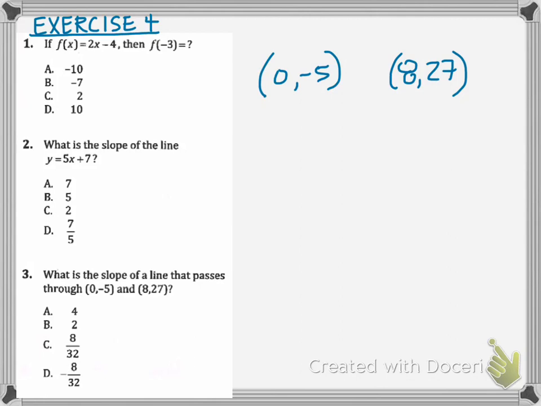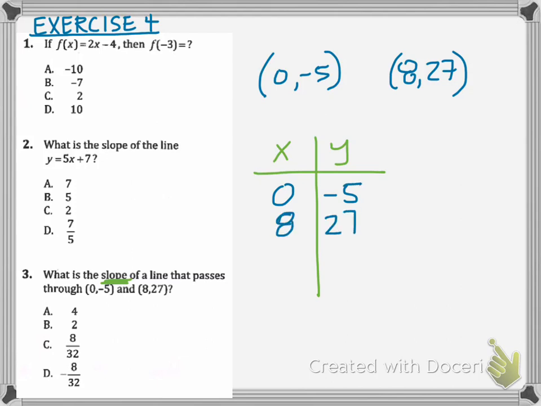Okay, for number 3, you're given 2 points, and it says, what is the slope? Now, you can use this equation if you remember how, sorry, not y equals. If you remember how this works, slope is equal to y2 minus y1 over x2 minus x1. But I taught you guys an easier way to do this in class using a table. So if we make an xy table, and we put these 2 points in our table. So I've got 0, negative 5, and I've got 8, 27.